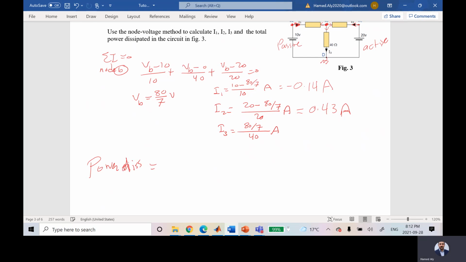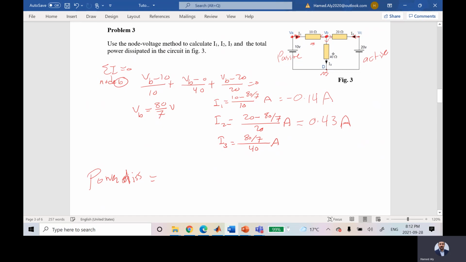it is equal to the power in this guy plus the power in this guy plus the power in this guy. So it's equal to I1 square times 10 plus, see the pen is not writing, plus I2 square multiplied by 20 plus I3 square multiplied by what? By 40. Don't forget plus I1 times 10, not 10 only.